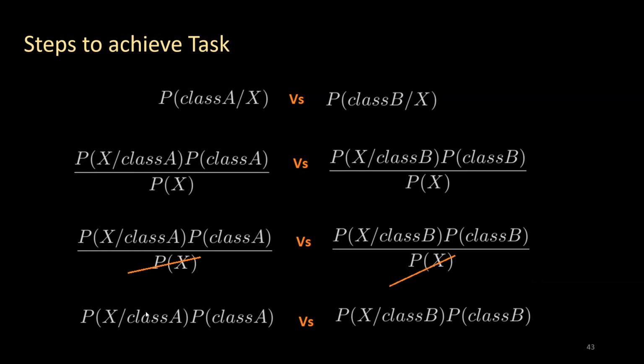Now we are left with this term, that is the class conditional probability and the prior probability here. And similarly, we are left with the class conditional probability, or we can call it a likelihood as well, and the prior probability of class B. Now, in order to perform this task, we have to find the 4 probability terms: the likelihood for class A and the prior probability of class A, similarly the likelihood of class B, and the prior probability of class B. So how will we proceed?